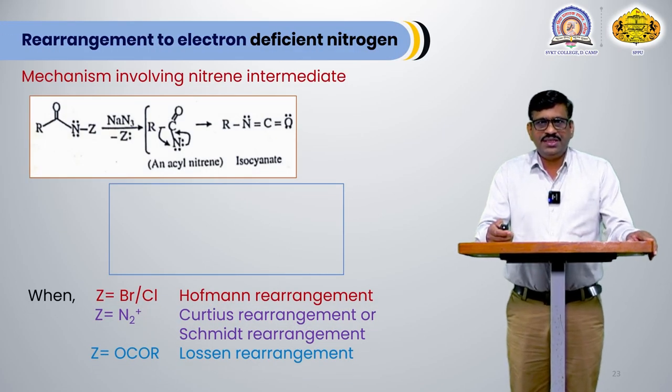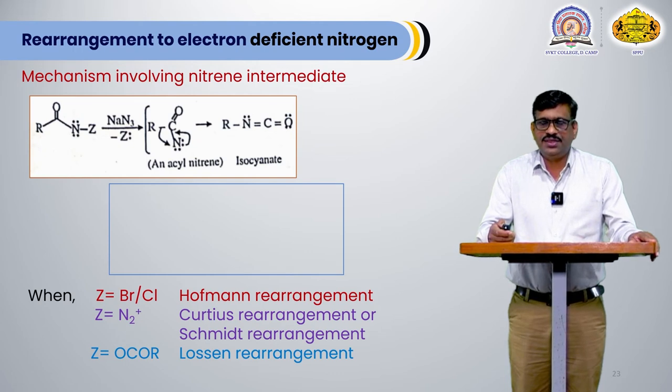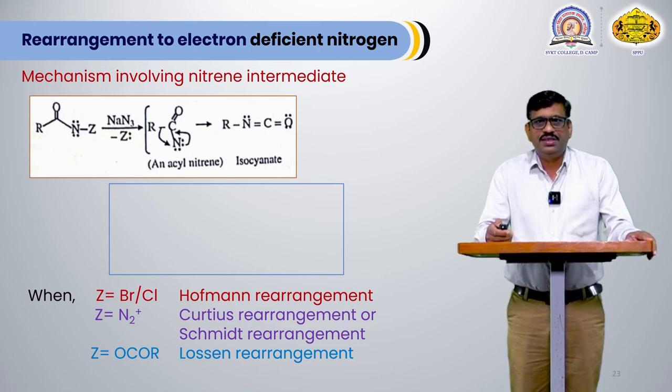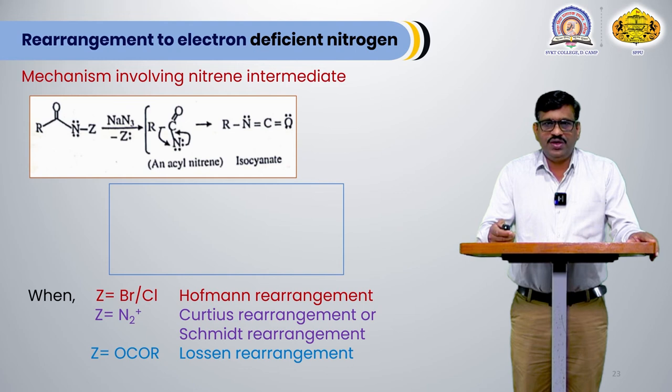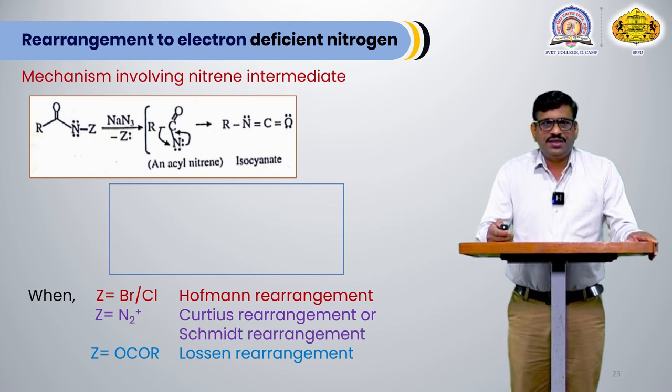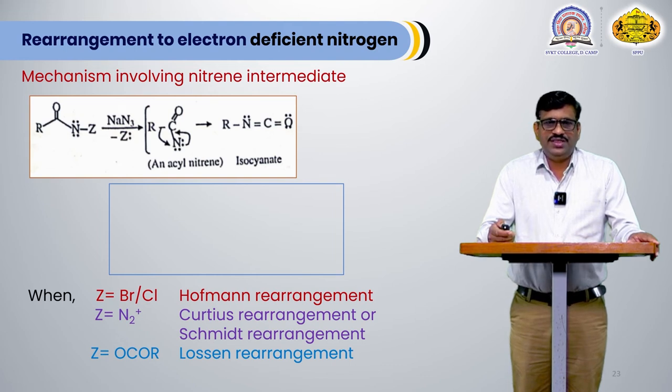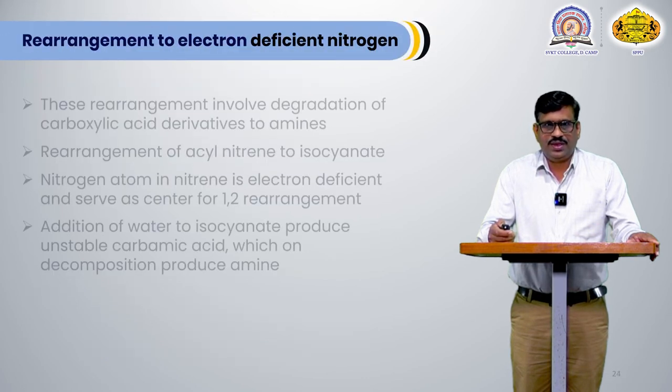Now rearrangement to electron deficient nitrogen. In this case, it is shown how electron deficient nitrogen is involved in the rearrangement reaction. In the structure, when Z is equal to Br or Cl, it undergoes Hofmann rearrangement. When Z is equal to N2, Curtius or Schmidt rearrangement. When Z is equal to OCOR, Lossen rearrangement.